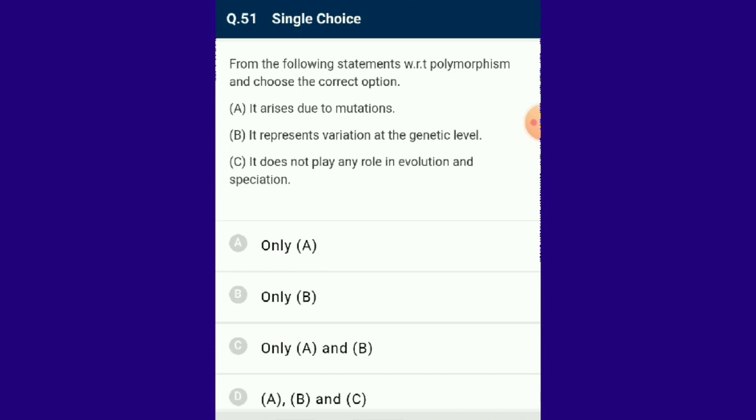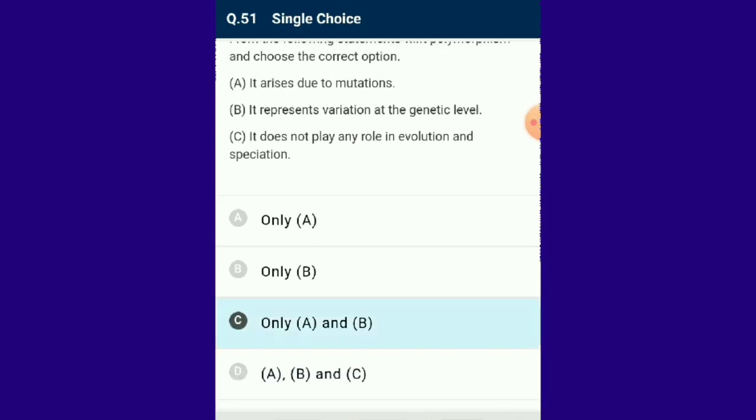So about polymorphism, A and B are correctly given. Polymorphism refers to variety of size, shape and structure of an object. Concerning DNA sequences, it shows variation at the nucleotide level. So the answer for this question is option C. A and B are correct statements about polymorphism.